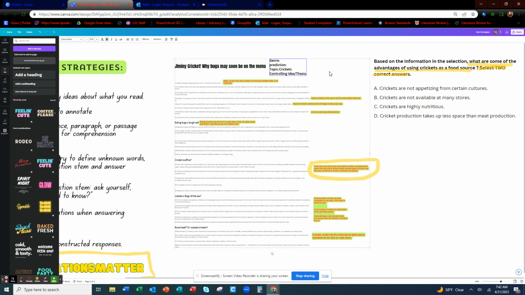So, on your annotation page, on your notes, you should have these things as well: genre, prediction, topic, and controlling idea. And that's going to help you so much when it comes to answering the questions and finding the correct response. Thank you, guys. Please, at this time, get ready to go to your Google Classroom to access this passage.